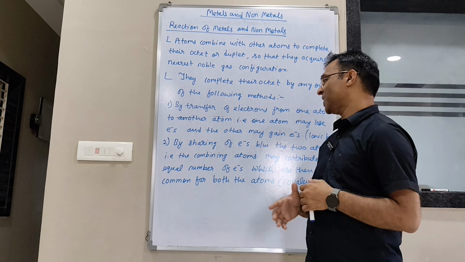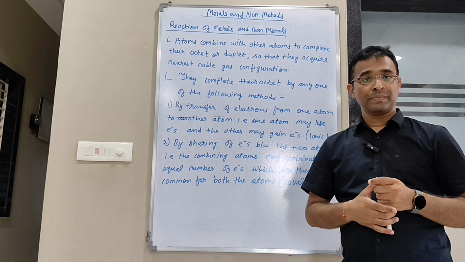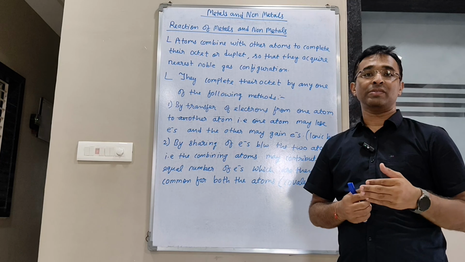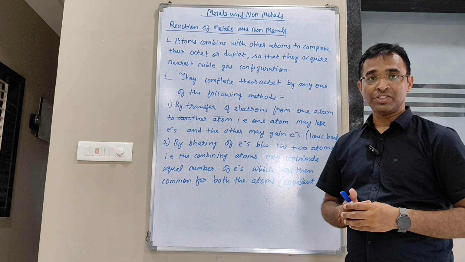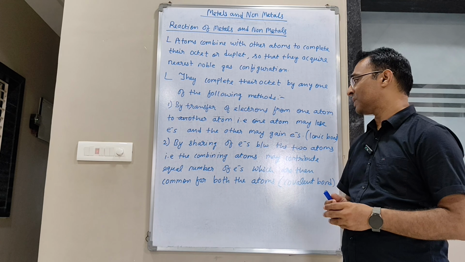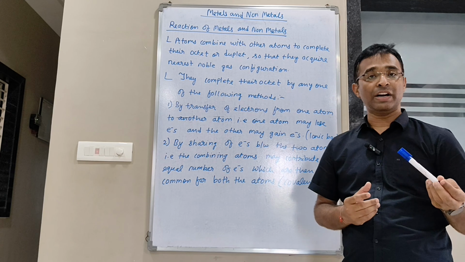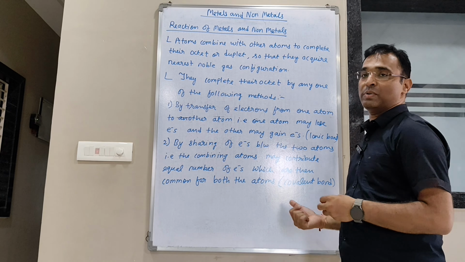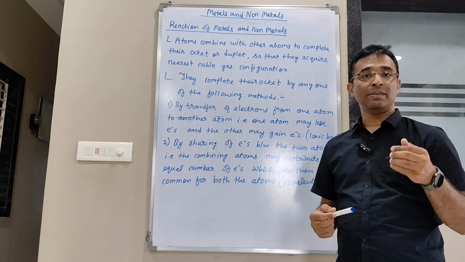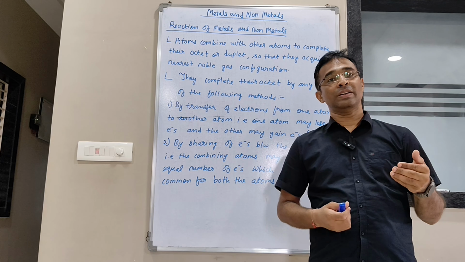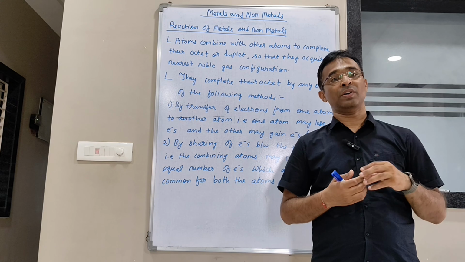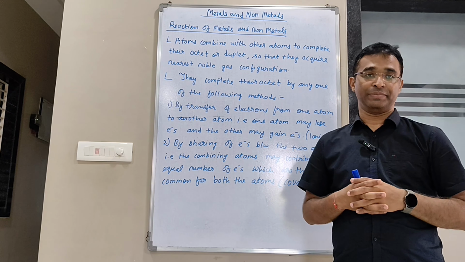Second method, by sharing of electrons. To complete the octet, the electrons can be shared. Such a compound which is formed by the sharing of electrons is known as covalent. So atoms can combine on two bases, the first is ionic bond and the second is covalent bond.